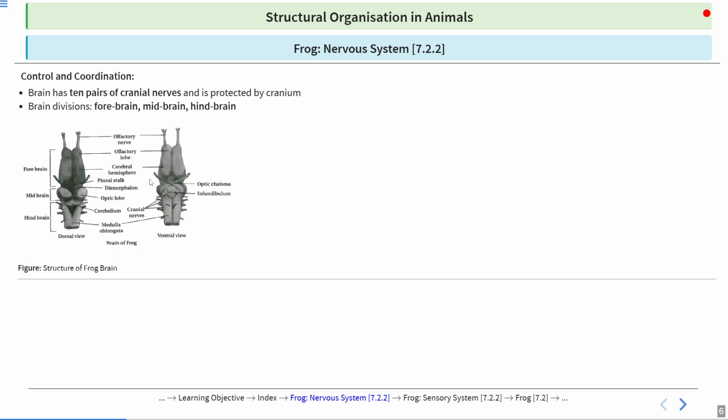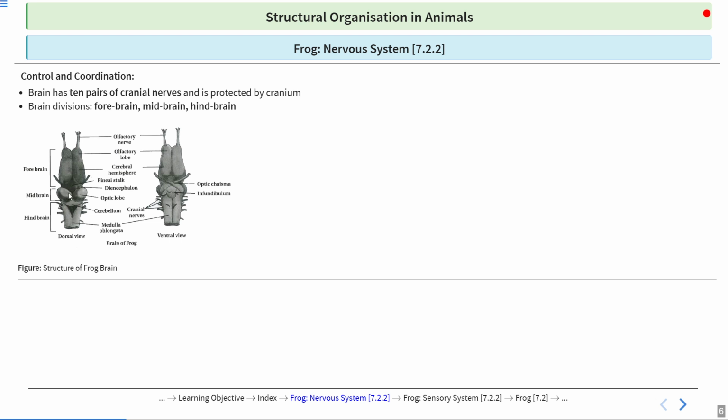So here, let us see the structure. Forebrain. What are the structures that are present in the forebrain? Cerebral hemisphere is there, olfactory lobe is there, and olfactory nerves are there. So the part of the brain that is related to olfaction, the olfactory nerves and olfactory lobe, is related to the smell region, right? And here you can see the cerebral hemisphere also. That is a major part of the forebrain.